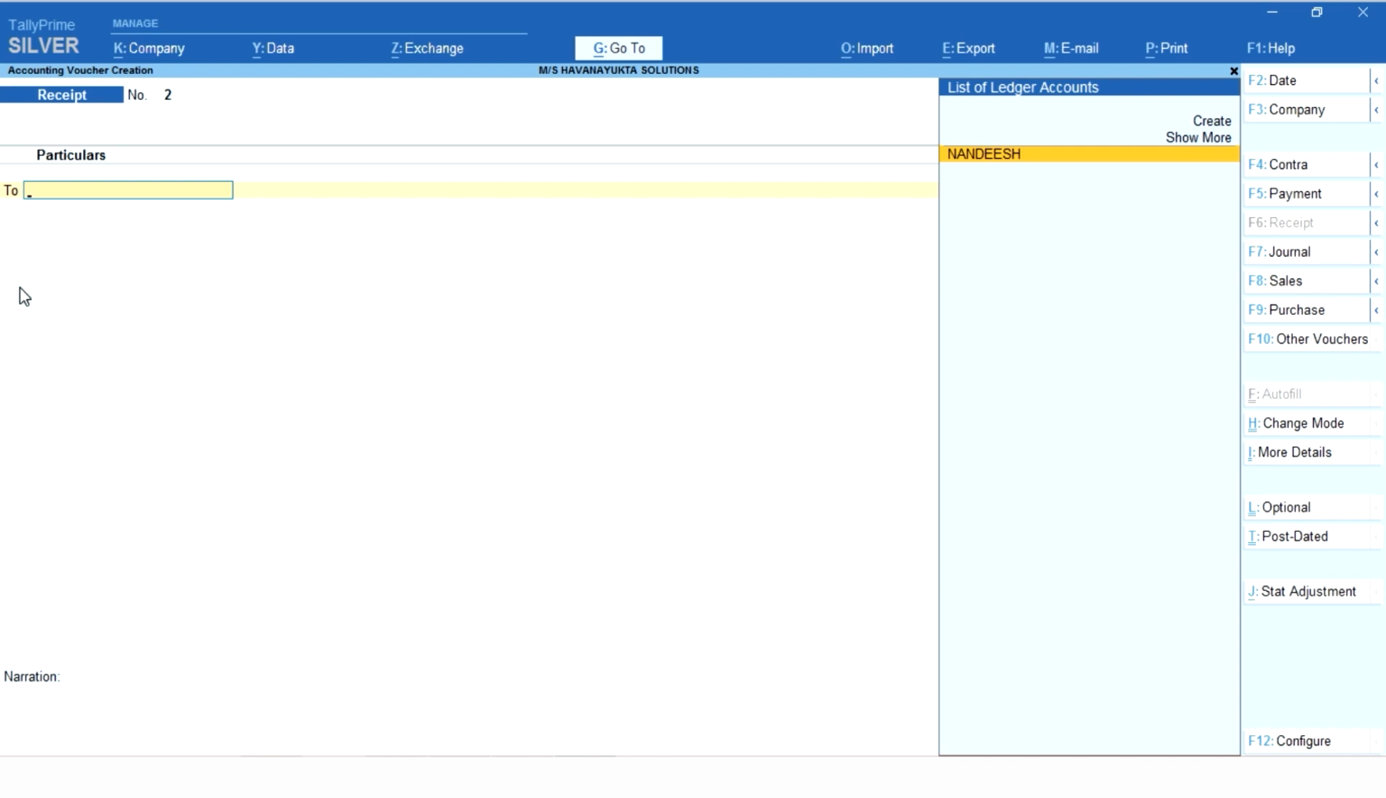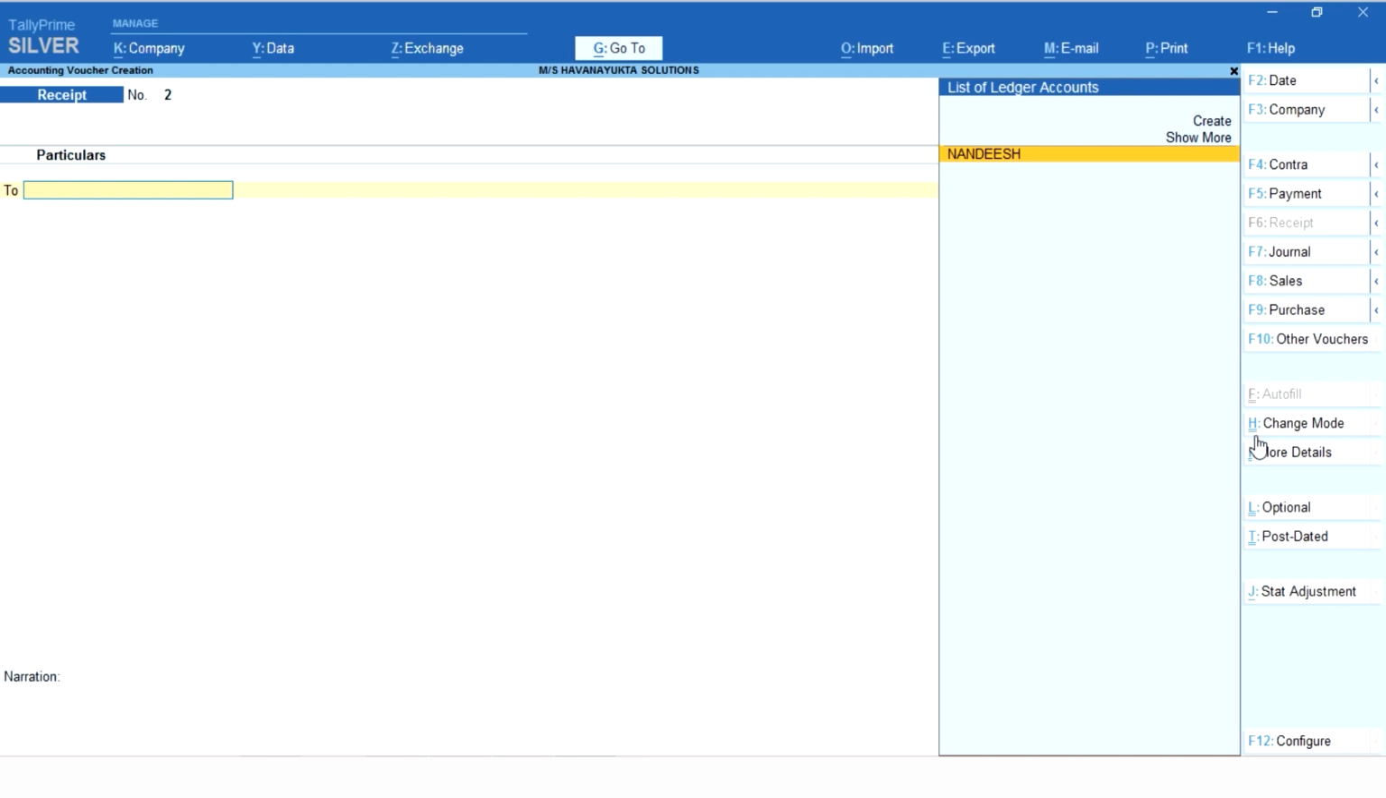So the same transaction will pass in single entry mode. How to change a voucher from double entry to single entry mode? In the shortcut key panel, you have a shortcut key called change mode. The shortcut key is H.